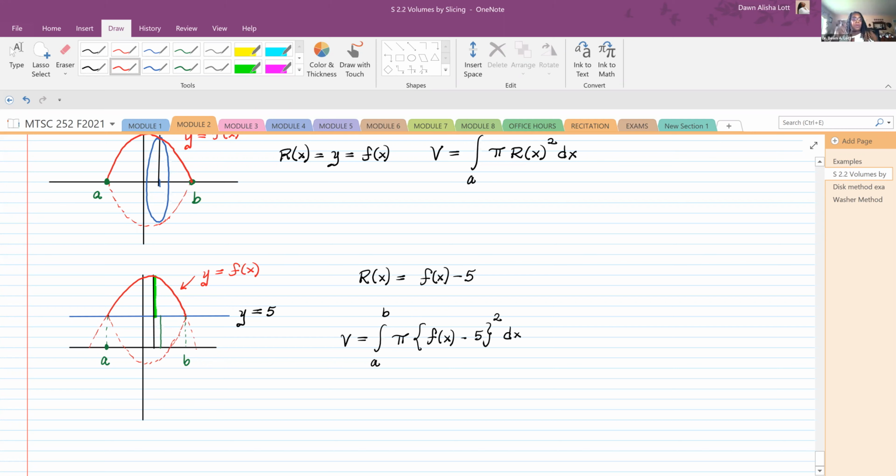Okay, tomorrow we're going to finish this section. We are going to do volumes by washers, and that'll be it for this section.